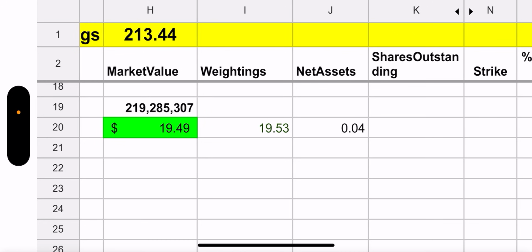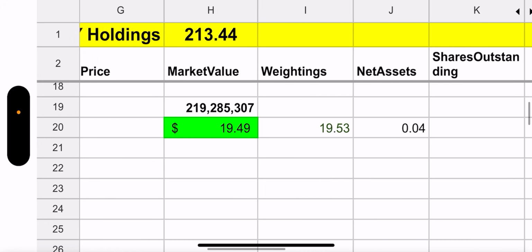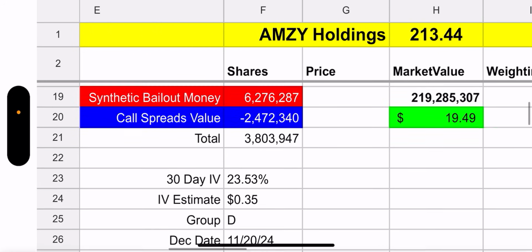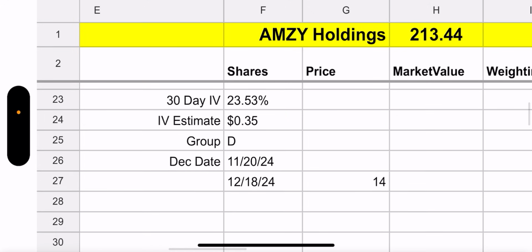So here's the assets under management. Again, I come up with a new name every time, but 219 mil. The NAV is 19.49, trade price 19.53. Synthetic bailout, yeah, it's worth something, but not enough worth mentioning. 30-day IV is 23.53% for Amazon. That's not enough to really make a lot of money. As you can see, the IV estimate is 35 cents. Group D, they declare again in 14 days on 12/18.